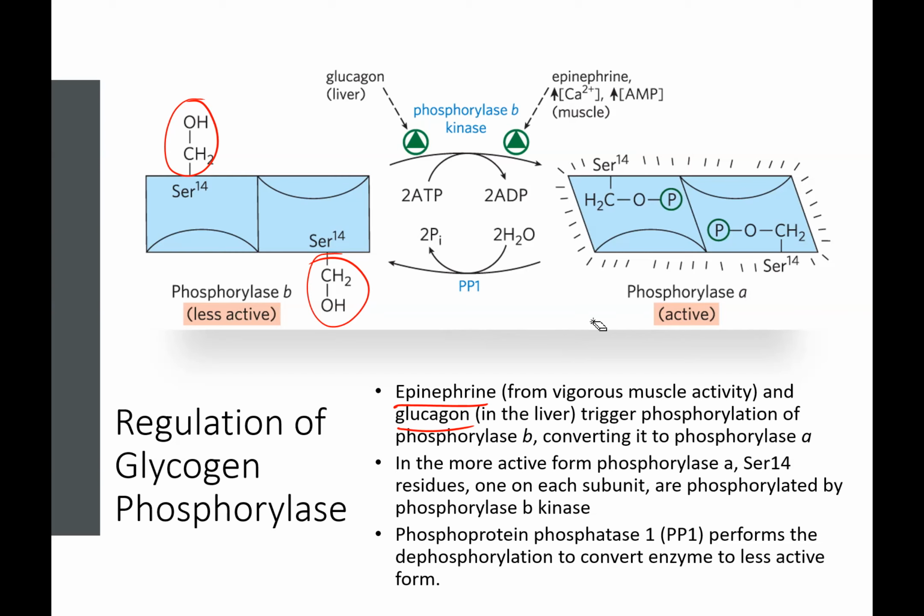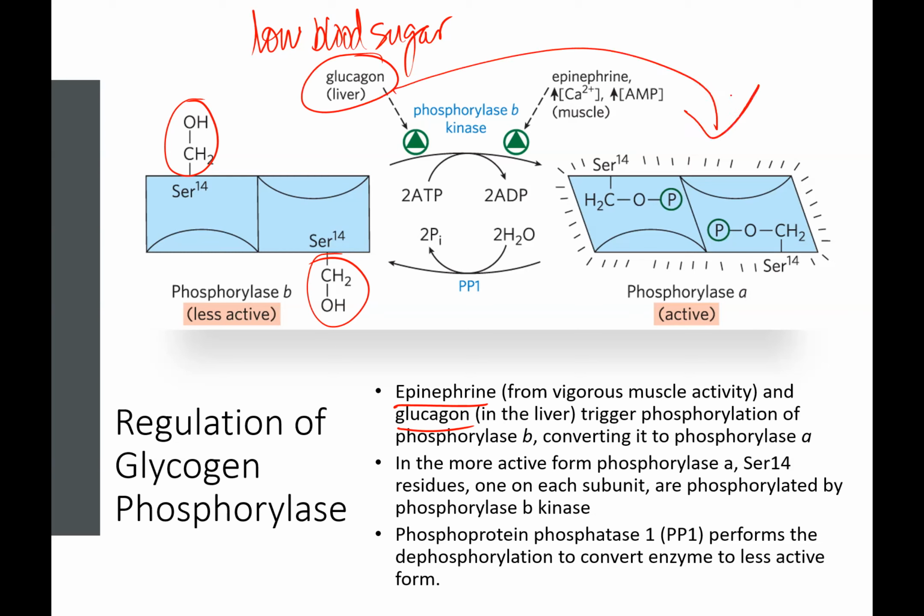Okay. So right now we're looking at this in the context of if we have low blood sugar, glucagon is going to activate the phosphorylation of this enzyme, which is going to activate phosphorylase and help us break down glycogen, okay? Okay, everyone good so far?